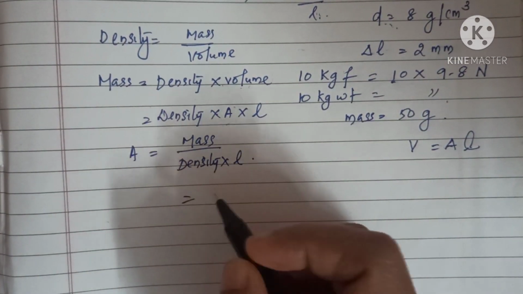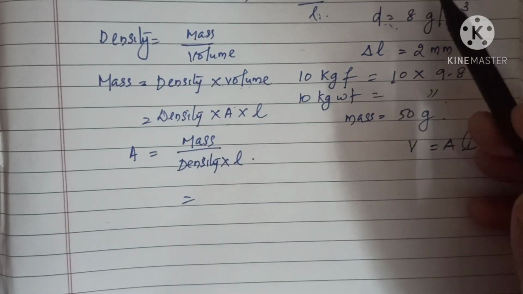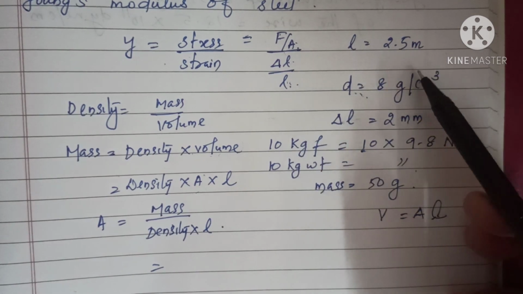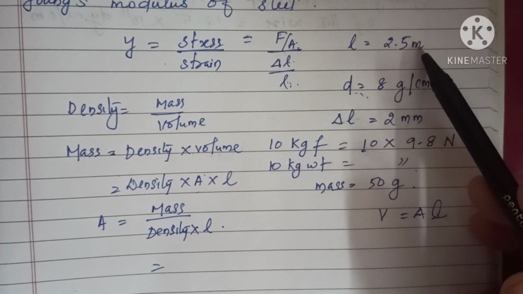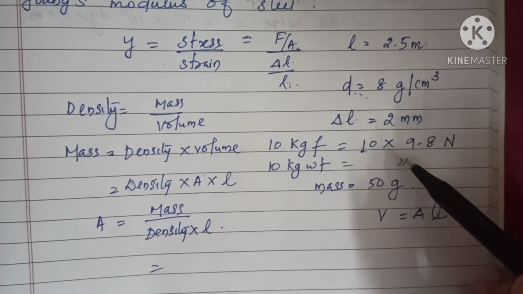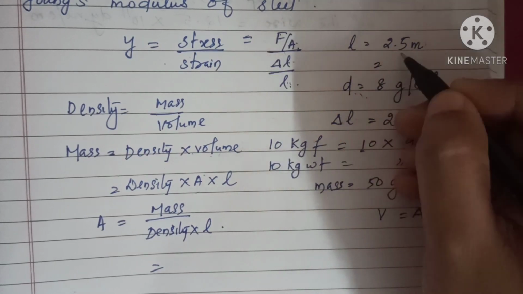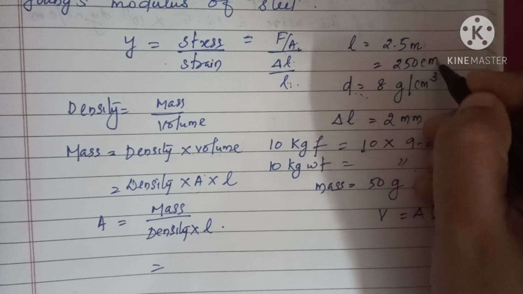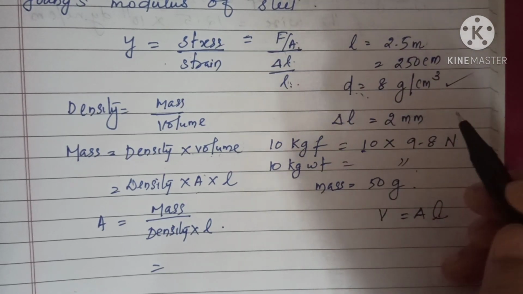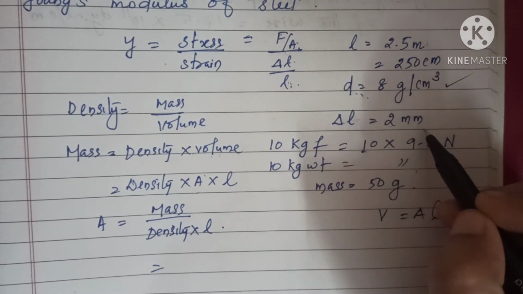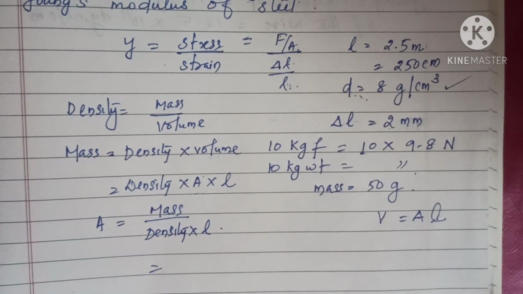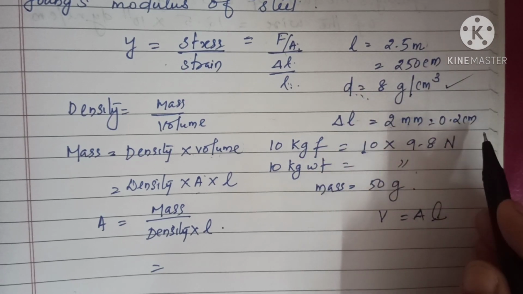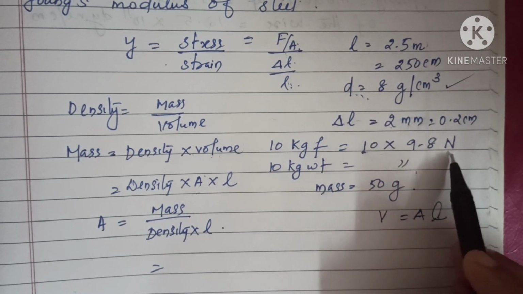Okay. Now substitute the values. Here actually some values are in SI system and some are in CGS system. So I thought I can convert the SI system to CGS. That will be better. So 2.5 meter will be equal to 250 centimeters, isn't it? Now this is in CGS system, no problem. Here 2 millimeter can be converted to centimeters, so it will change to 0.2 centimeter. Okay, 0.2 centimeter.